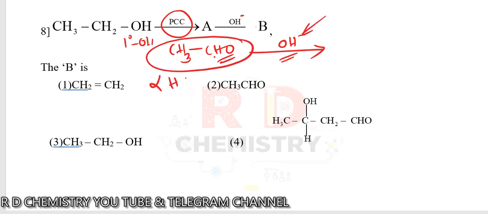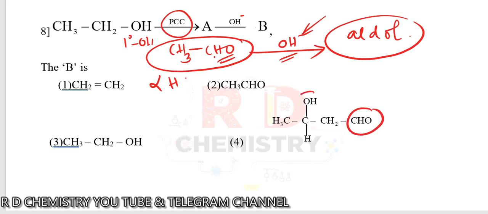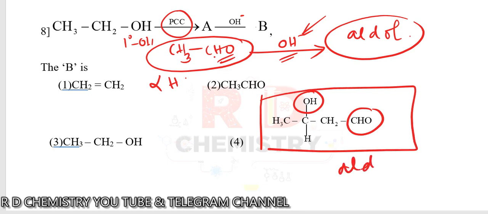In the presence of the base, it can undergo aldol condensation or aldol reaction. Aldol should be formed. Aldol: aldehyde plus alcohol. Therefore, the addition product formed is aldol here. Therefore, the answer is option number 4. Right?